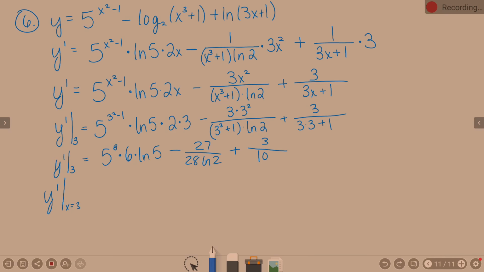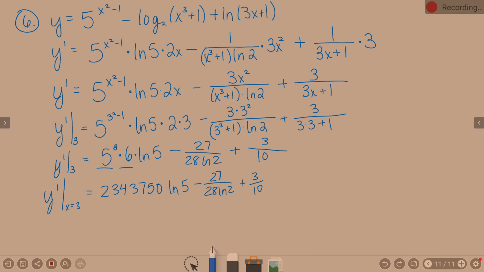Honestly, this is probably a good way to leave it. My answer key says that 5 to the 8th times 6, which is what's happening there, is 2,343,750. Wow. Times natural log of 5, minus 27 over 28 natural log of 2, plus 3/10.